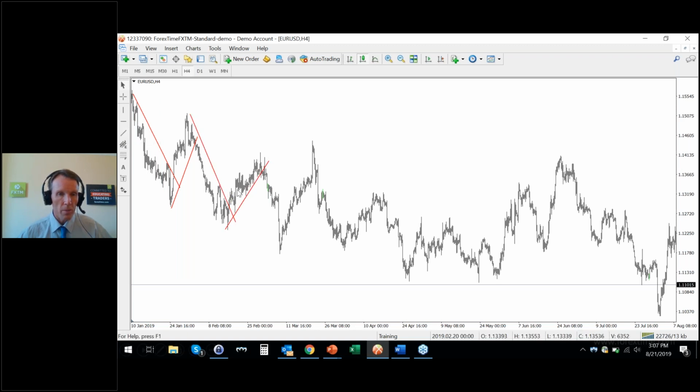This is 4 hours, a little bit higher time frame. The structure is easier to see. In the lower time frames, there's more noise. The structure is still there, just a little bit more difficult to see. So we don't focus in the beginning on individual candles. We're looking for the structure in the market.